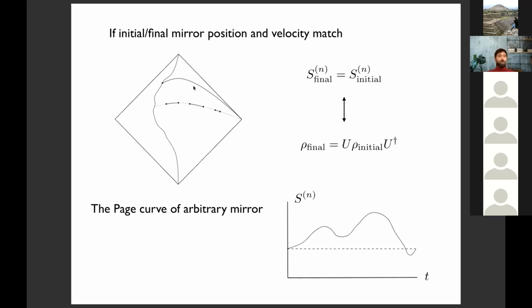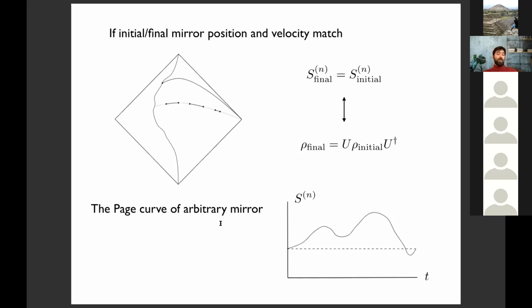And a very interesting property is that you can check this explicitly. If the initial and final position and velocity of the mirror are the same, then you can prove that all the Renyi entropies of the initial state are equal to those of the final state. But if all the Renyi entropies are the same, it means that the two density matrices have the same eigenvalues, which means that they are related by a unitary transformation. And you can actually calculate this unitary transformation. So this is a very concrete example where you can guarantee that you have unitarity.